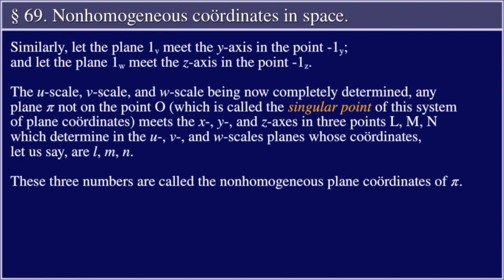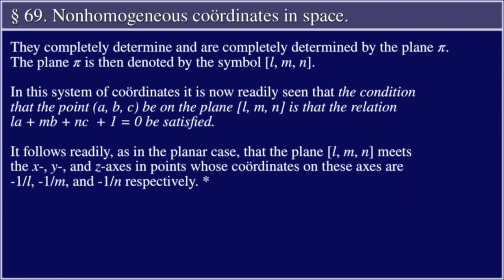The U scale, the V scale, and the W scale being now completely determined, any plane pi not on the point O, which is called the singular point of this system of plane coordinates, meets the x, y, and z axis in 3 points L, M, N, which determine in the U, V, W scales planes whose coordinates, let us say, are L, M, N. These 3 numbers are called the non-homogeneous plane coordinates of pi. They completely determine and are completely determined by the plane pi. The plane pi is then denoted by the symbol [L, M, N].